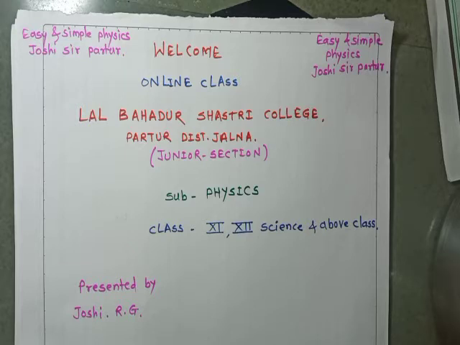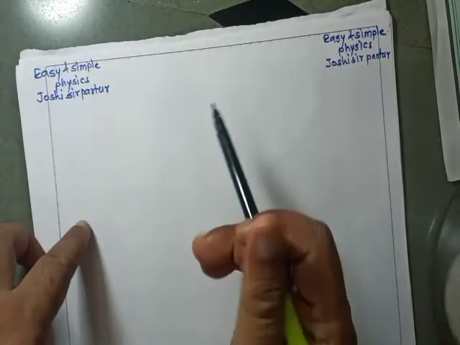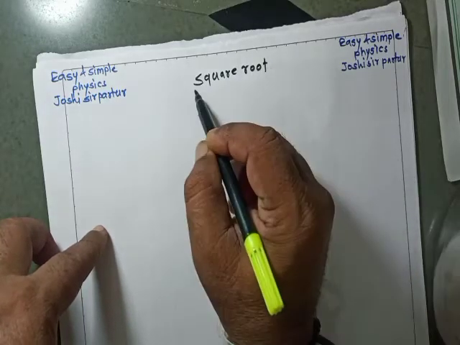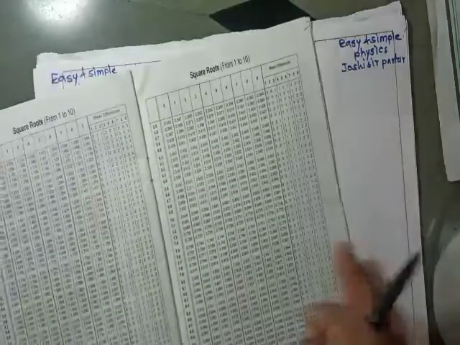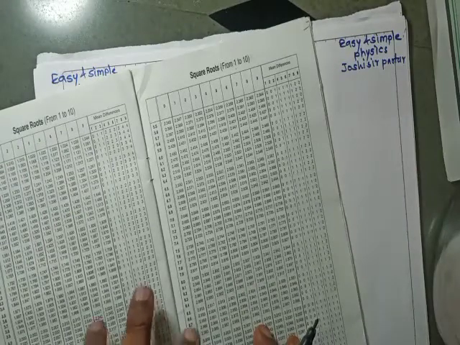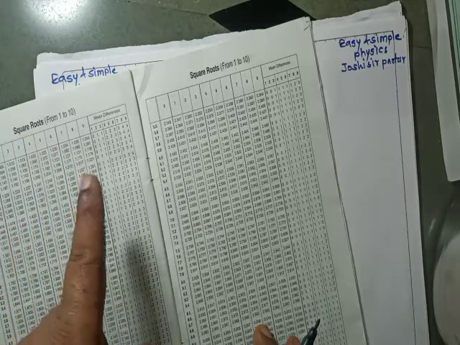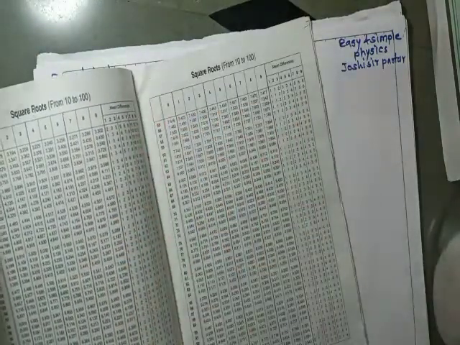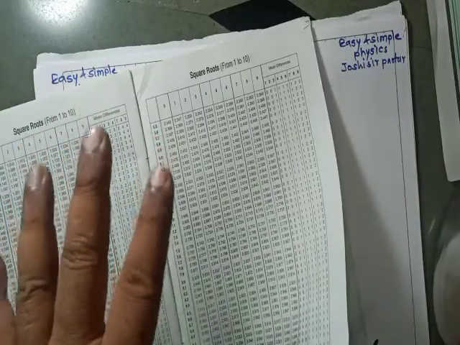Today we have to learn logarithmic and mathematical tables for square root. If we look at the square root table, there are four pages. The square root can be found in two ways, one from 1 to 10 and another from 10 to 100. This means we can determine square roots up to 100.